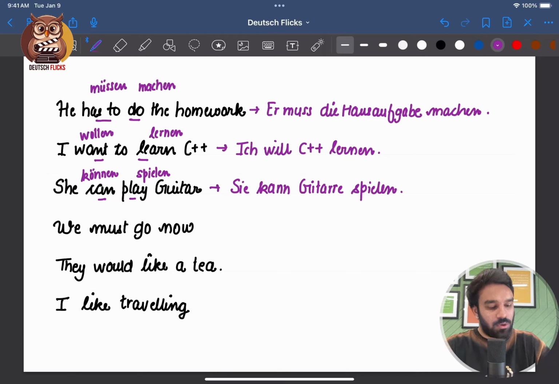For we must go now, modal verb müssen, main verb gehen. Now is called jetzt. So we'll say wir müssen jetzt gehen.